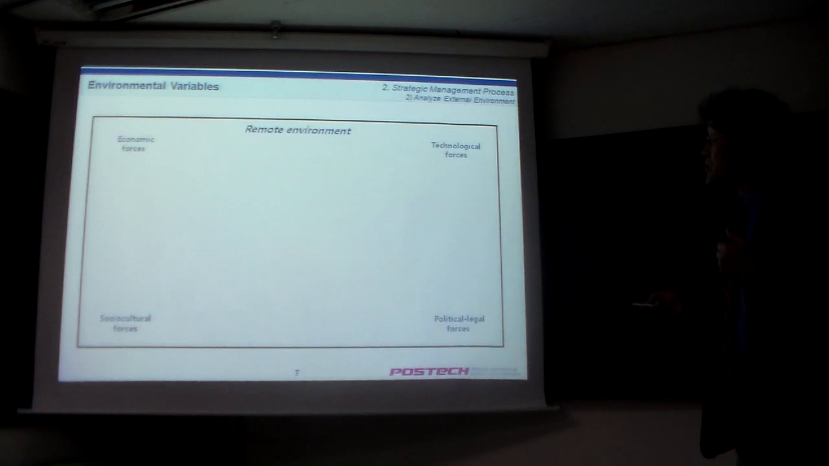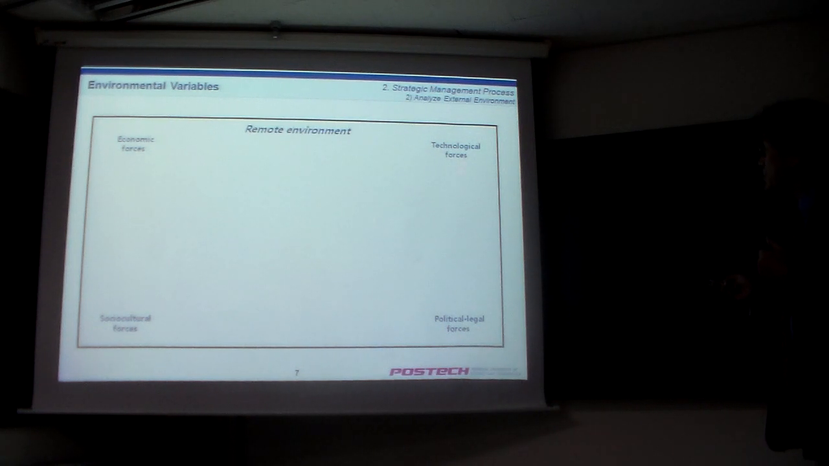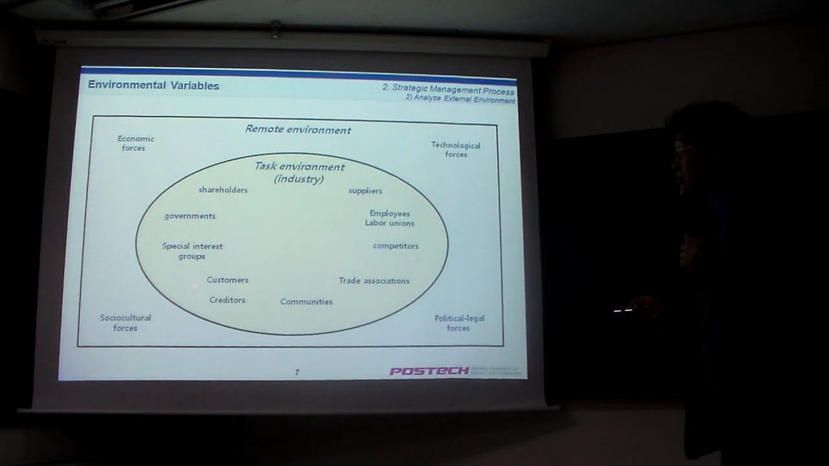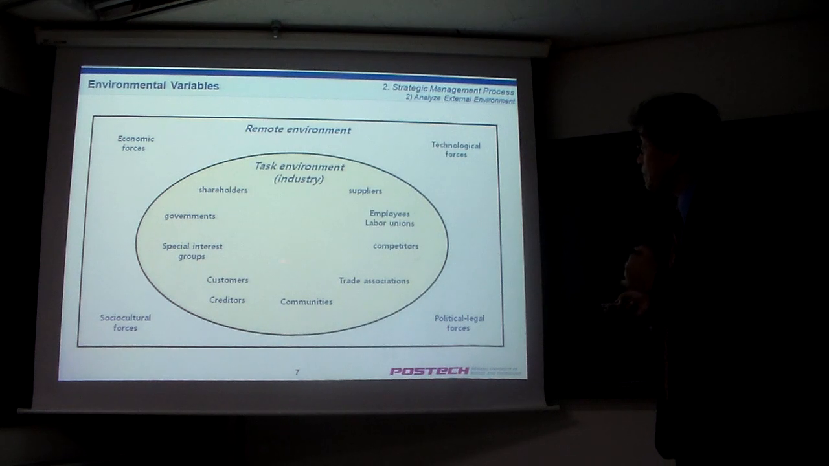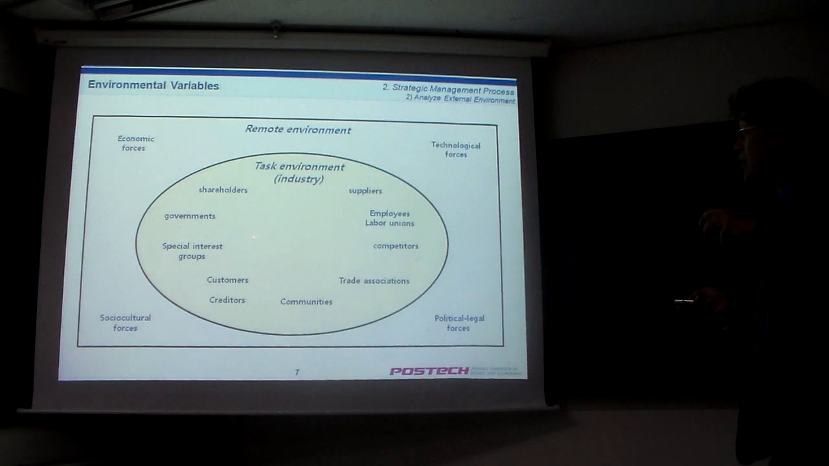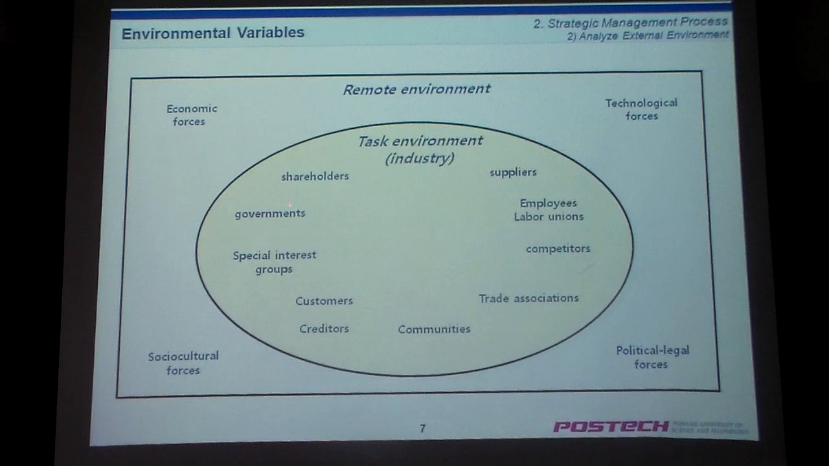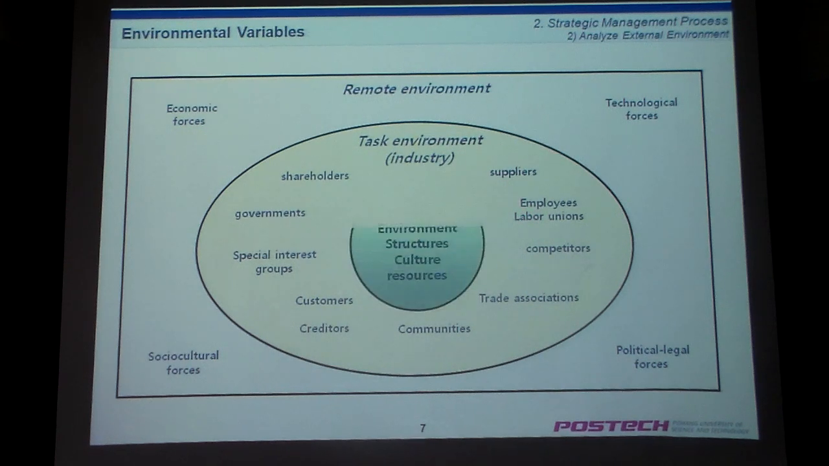So there are environmental variables. The remote environment includes economic forces, social and cultural forces, technological forces, and political and legal forces. The task environment is the industry, particularly from Michael Porter, one of the pioneers in strategic management and also strategic information systems. He did a lot of research on the task environment and industry analysis: shareholders, governments, special interest groups, customers, creditors, communities, trade associations, competitors, employees, labor unions, suppliers. And then the internal environment: structure, culture, and resources.